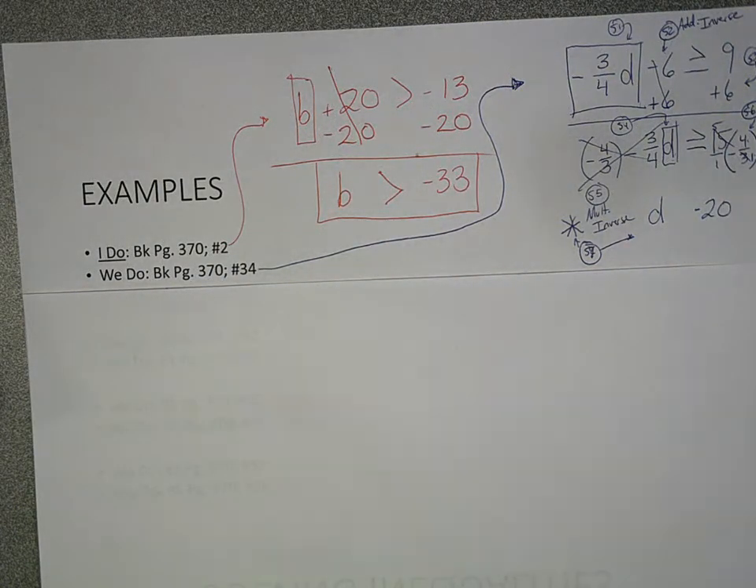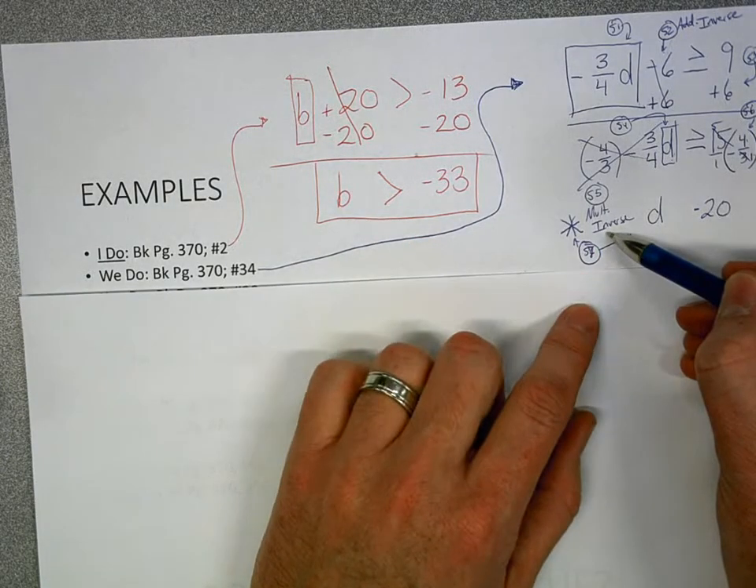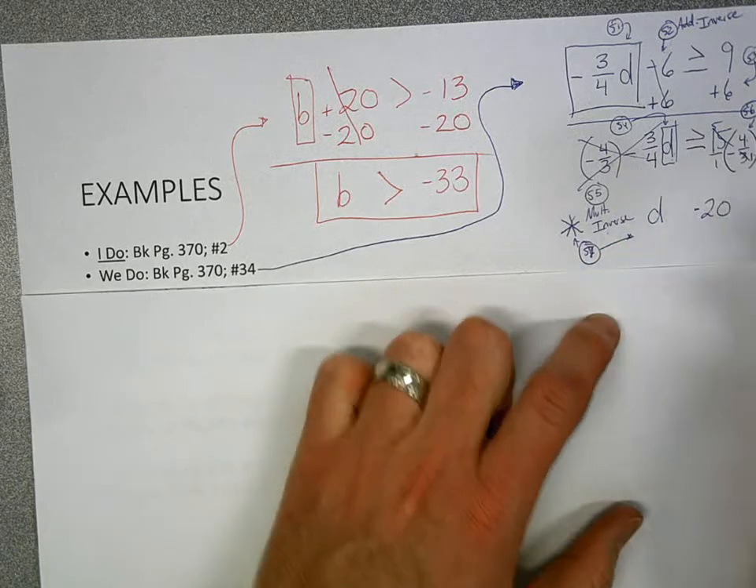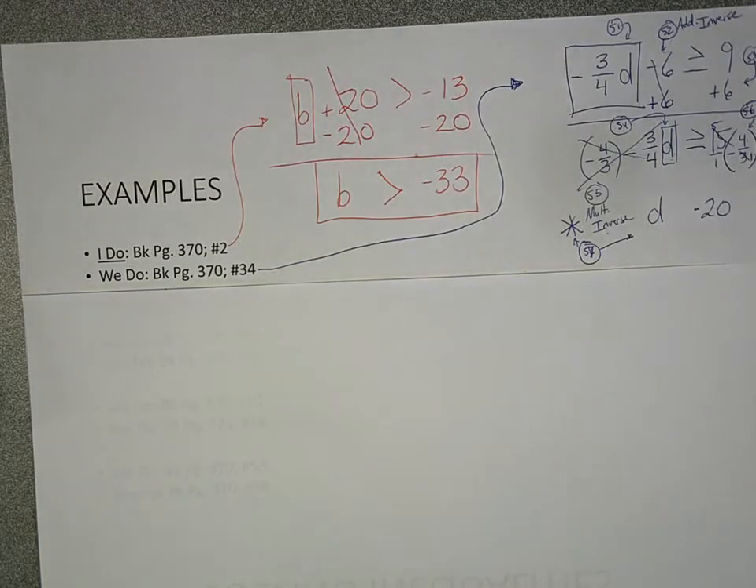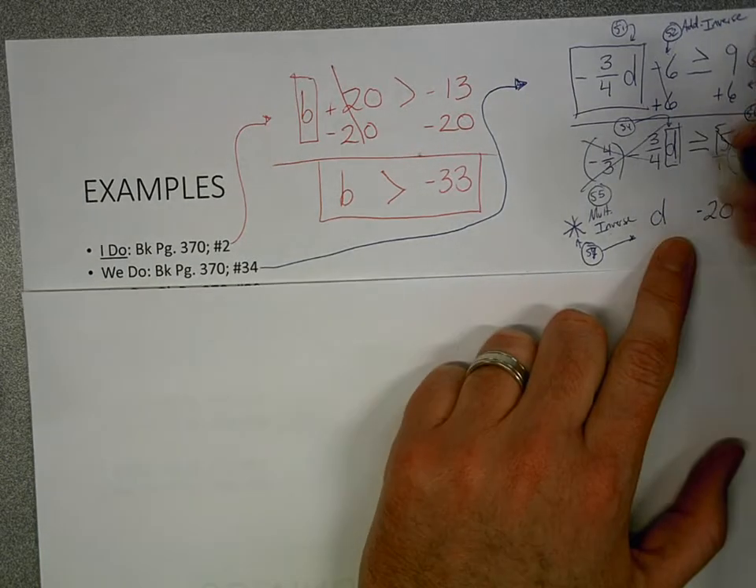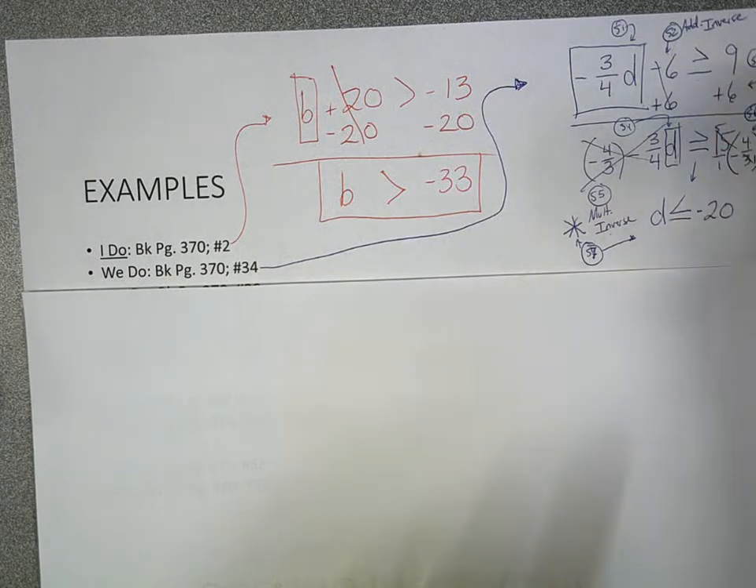Okay, here's what the asterisk is about. When you are using multiplicative inverse with an inequality, you multiply or you divide, you're going to go ahead and change the inequality. You're going to flip it.